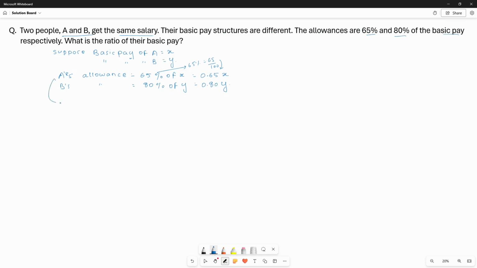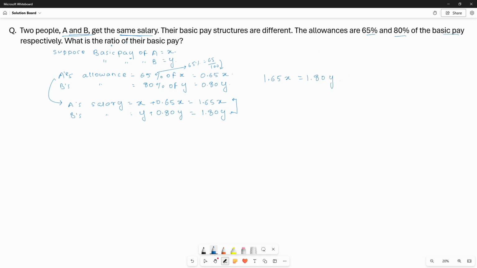First, we'll calculate A's salary now. A's salary will be equal to his basic pay, that is X, plus allowance 0.65 X. This is 1.65 X. Similarly, B's salary is equal to Y plus 0.80 Y, that is 1.80 Y. So A and B have the same salary, which means this and this both are equal. That is 1.65 X is equal to 1.80 Y.